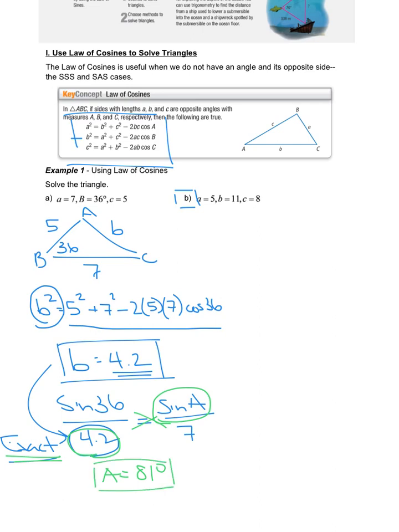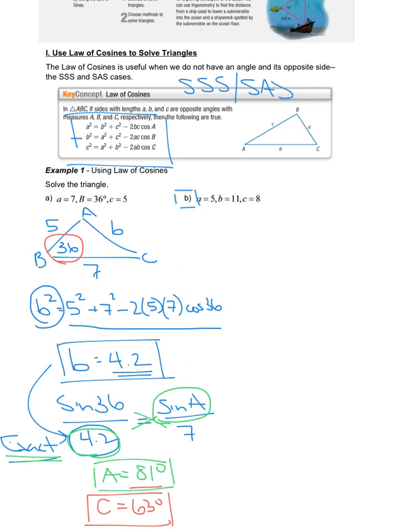All right, at this point, the last step is really straightforward. I know I have two angles in my picture, 81 and 36, which means my last angle must be 63 degrees. Again, all of our angles in a triangle must add up to 180 degrees. So that's our side-angle-side case. Probably should have mentioned it before, but Law of Cosines is extremely valuable for side-side-side and side-angle-side.